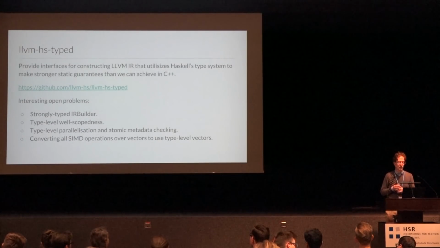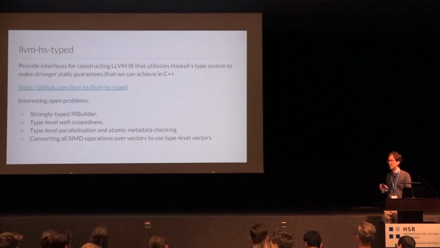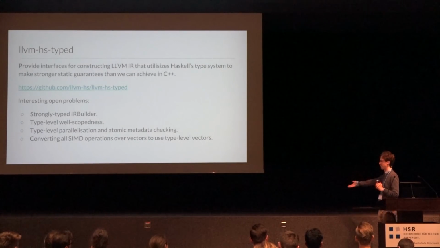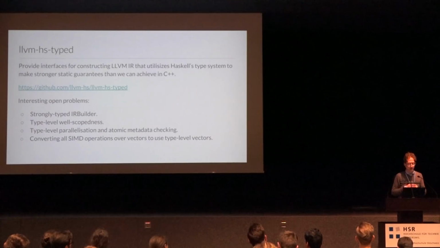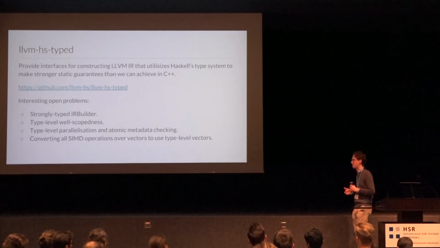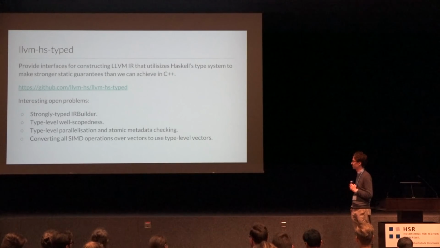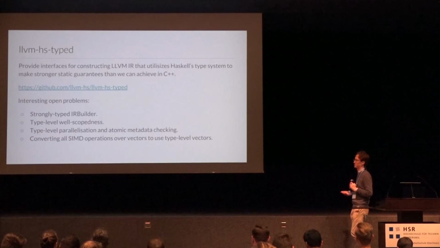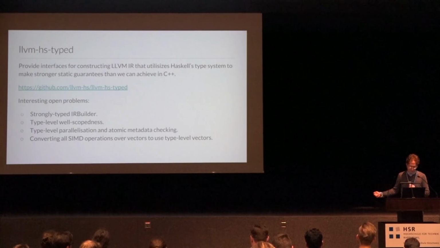Some open problems. How do we build a strongly typed IR builder, for instance? How do we build a monadic interface that enforces that modules have the right properties around their argument types and return types? How do we map that to the type level? How do we enforce well-scopedness at the type level? That's an interesting problem. And how do we support a larger set of the LLVM instruction set, particularly around how we do all of the vector operations and all of the atomic and parallelization instructions, in a way such that we keep track of which values are being applied atomically, which ones are being parallelized, so we can keep track of all this metadata and enforce that when we use some of the more advanced features of LLVM, we're using them in a correct way.